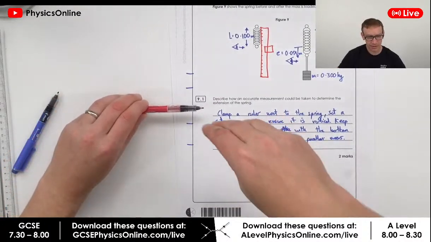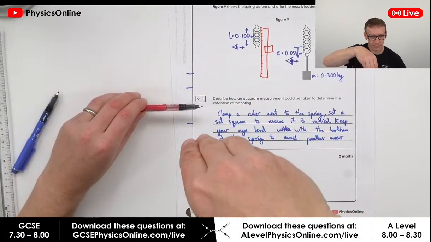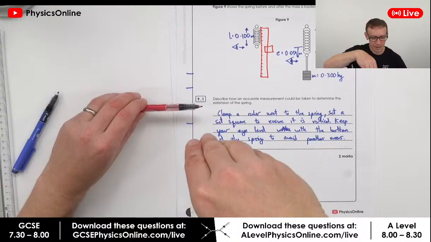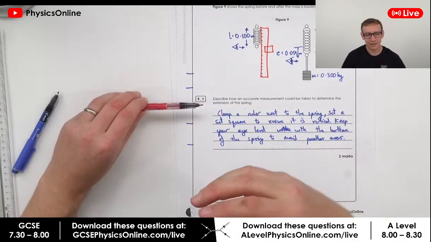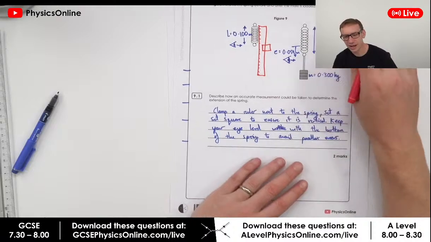And the best way to avoid that is to make sure that you are looking directly at 90 degrees, or perpendicular, to the thing that you're measuring. And that's going to reduce this parallax error.